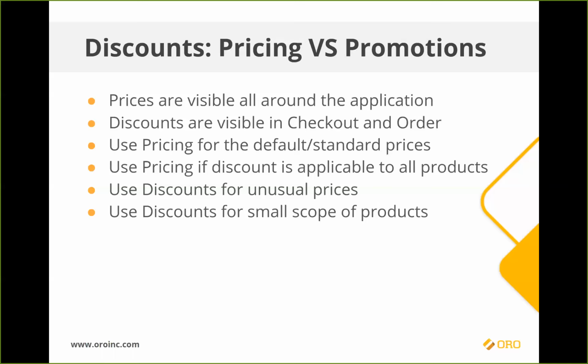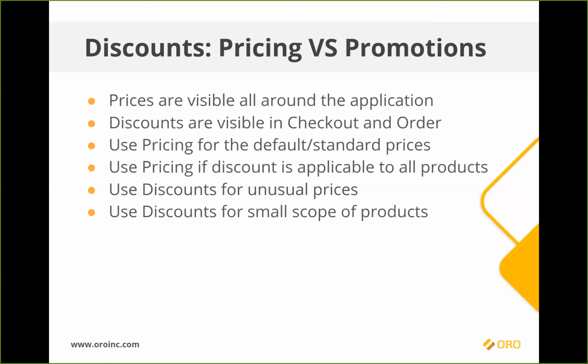So talking about the prices, you have to remember that the prices are visible all around the application. And in this case, when customers see a price from the special price list assigned to him, he will think that this is a regular price. Maybe it's already with discount, but there will be no visual indication that this is a discount. Well, discounts are visible only in the checkout and order and on the shopping list page, of course, where it's clearly visible as a special discount. It's rendered as a separate subtotal. And in this case, it's an indication for the customer that he has some kind of promotion or special condition, which he can use. And this is how it works.